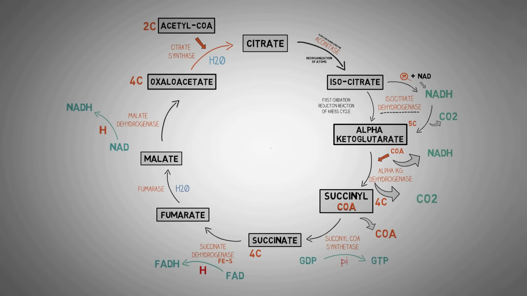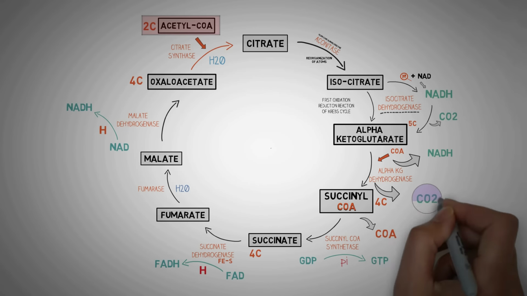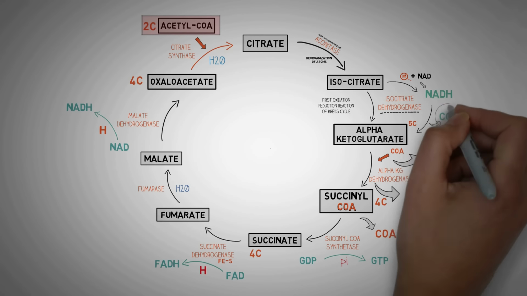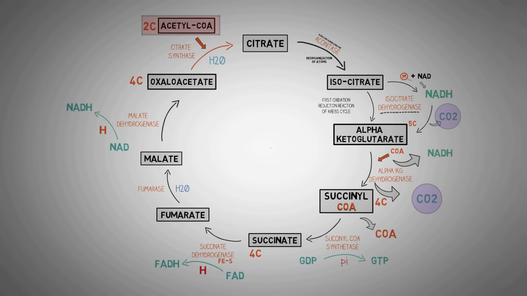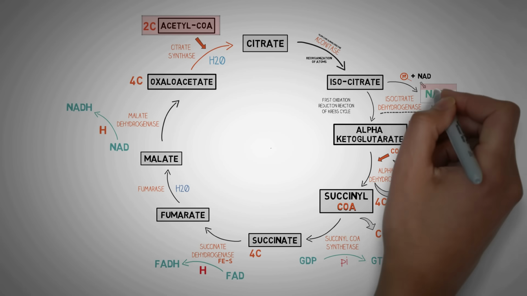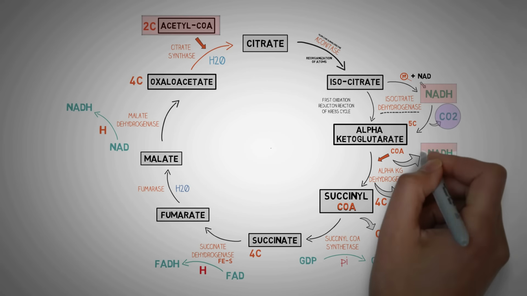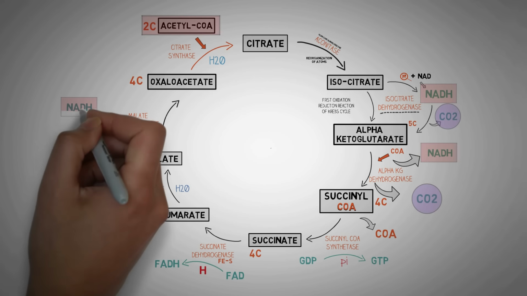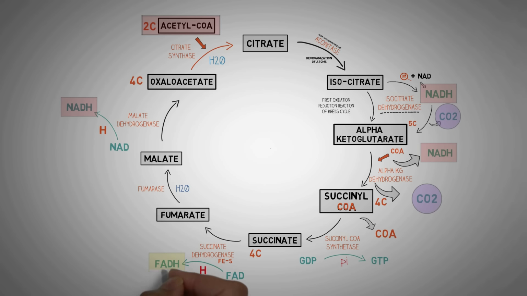Okay, so if we look at the cycle, now you can see what we got from this cycle. We added 2 carbons to this cycle in the form of a molecule of acetyl-CoA. These 2 carbons were released in the form of 2 molecules of carbon dioxide here and here. In this process of oxidation and reduction, we convert 3 molecules of NAD to NADH, 1 molecule of FAD to FADH, and we converted 1 molecule of GDP to GTP.